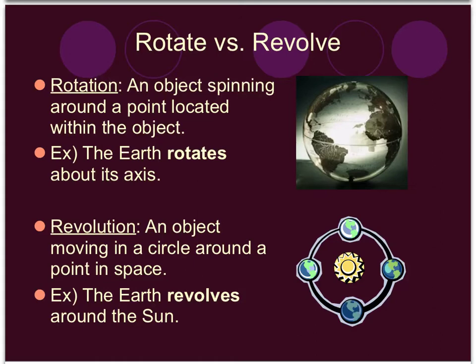When we do problems, we'll see objects that are either rotating or revolving, and it's important to know the difference between them. Rotation is an object that spins around a point located within itself. So we know the Earth rotates on its axis, and we know that it does this once every 24 hours. It's our day. Revolution is when an object moves in a circle around some point in space, and it's outside of that object. So, for example, the Earth revolves around the Sun, and we know this takes 1 year or 365 days.